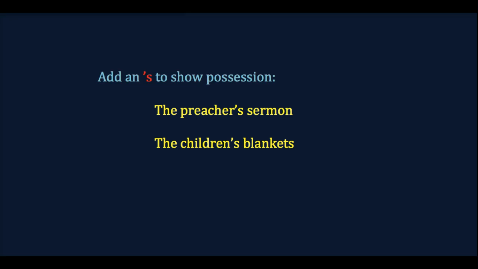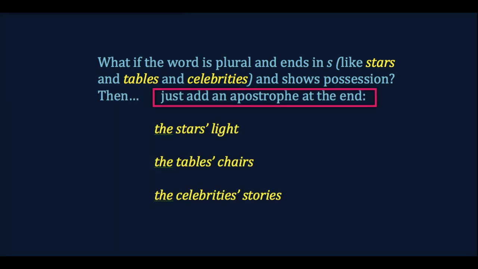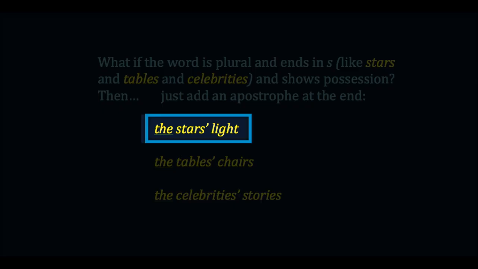Sounds pretty straightforward, but there are some tricky situations. Like, what if the word is plural and it ends in S? Stars, tables, celebrities, and that noun is showing possession. What do you do there? Well, you add an apostrophe at the end, after the S, like the stars' light. There are many stars in the sky and they all possess, own a light. So the apostrophe comes after you've established the plural nature of the stars.